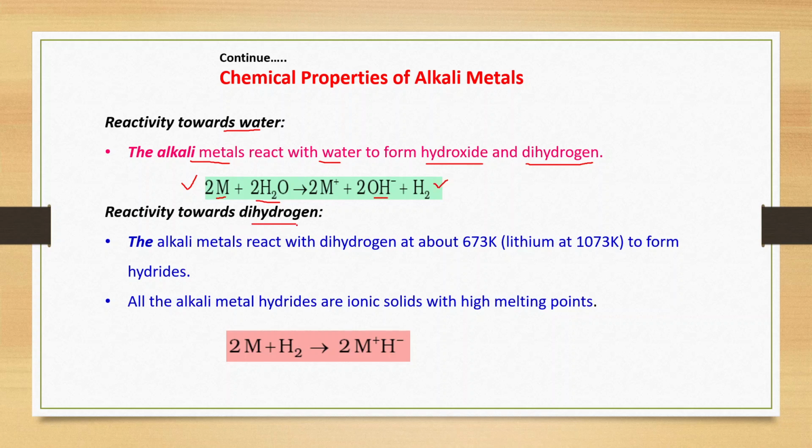Reactivity towards dihydrogen. Dihydrogen means H2. The alkali metals react with dihydrogen at about 673 Kelvin, but lithium reacts at 1073 Kelvin, to form hydrides. All the alkali metal hydrides are ionic solids with high melting points. The reaction can be represented as M plus H2 giving MH, the metal hydride, which is ionic in nature.